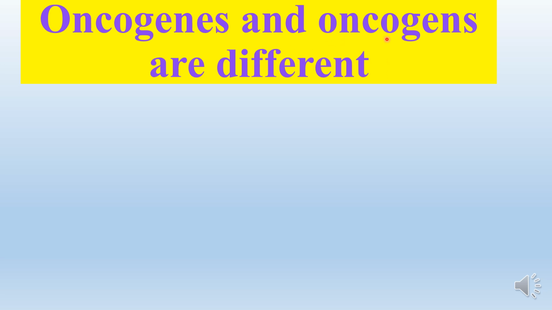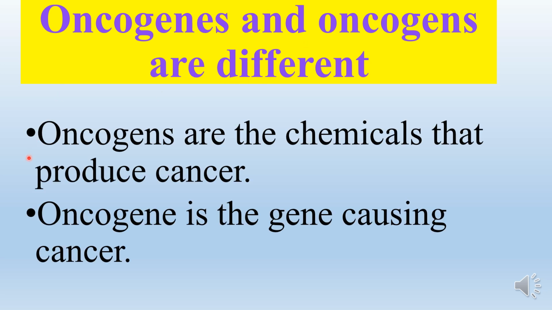Oncogens and oncogenes are different. Now these are two similar sounding words. Let us see what is the difference. Oncogens are chemicals that produce cancer, whereas an oncogene is a gene causing cancer. So oncogens are cancer causing chemicals and an oncogene is the gene causing cancer.